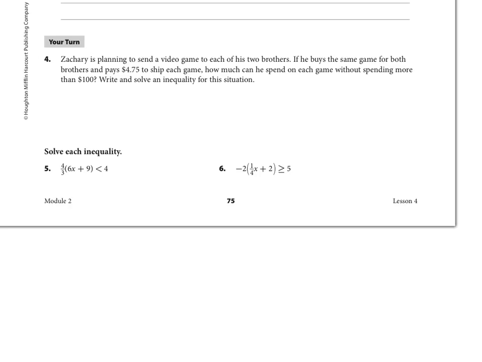Okay, so here's what I want you to do. For the next few minutes, I want you to work problems number 4, 5, and 6, the your turn problems. 4, 5, and 6. Okay, try those. Use your calculator. You can work together, and then we'll check those.